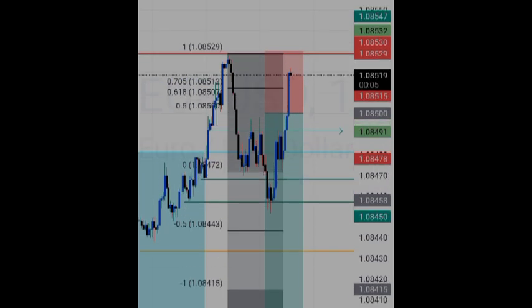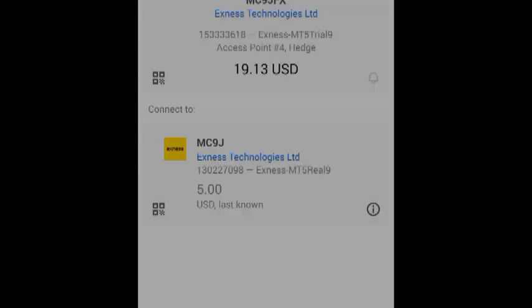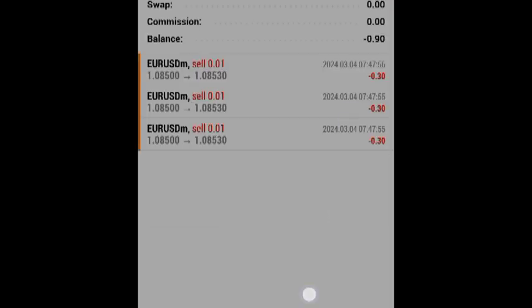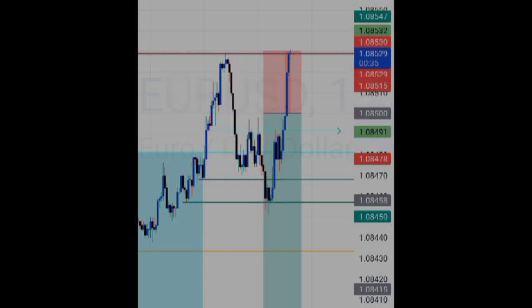But if it doesn't work, then I'll definitely be waiting for only 8:30 before I enter a trade, which is the killer zone. I'm sure MT4 will have logged me out. So I think I'm down 90 cents here. Yeah. First loss. Yeah. So everything didn't work.